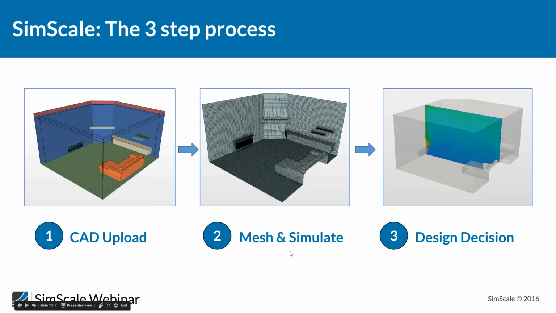Then we're going to set up the physics, which will be rather simple today. We will have a hot radiator here, and the rest of the walls will be at the same temperature. As a last step, we will interrogate the results that were generated. We can see here the velocity field, how air rises and generates this big swirl. That's the interpretation of the results, which is the third step.